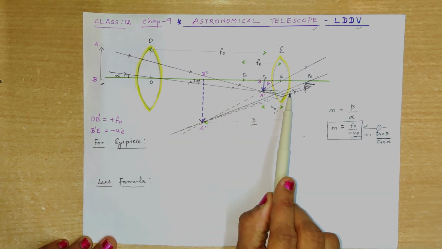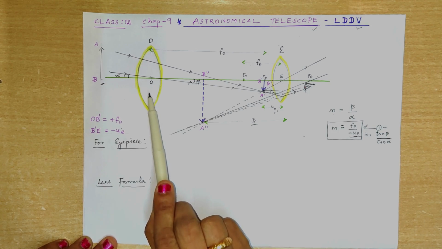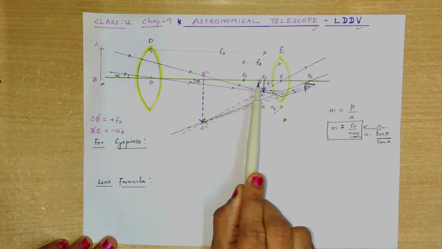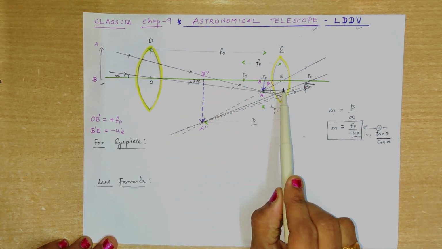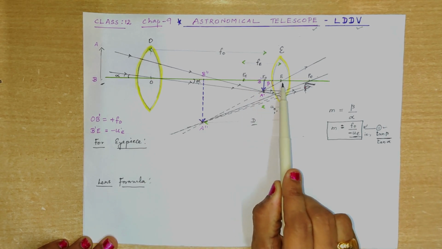There are two lenses arranged. One is the objective lens having large aperture and large focal length. You can see FO, this much distance. This is the focal length. And another one is the eyepiece, which has a short focal length. Here is the focus of this.